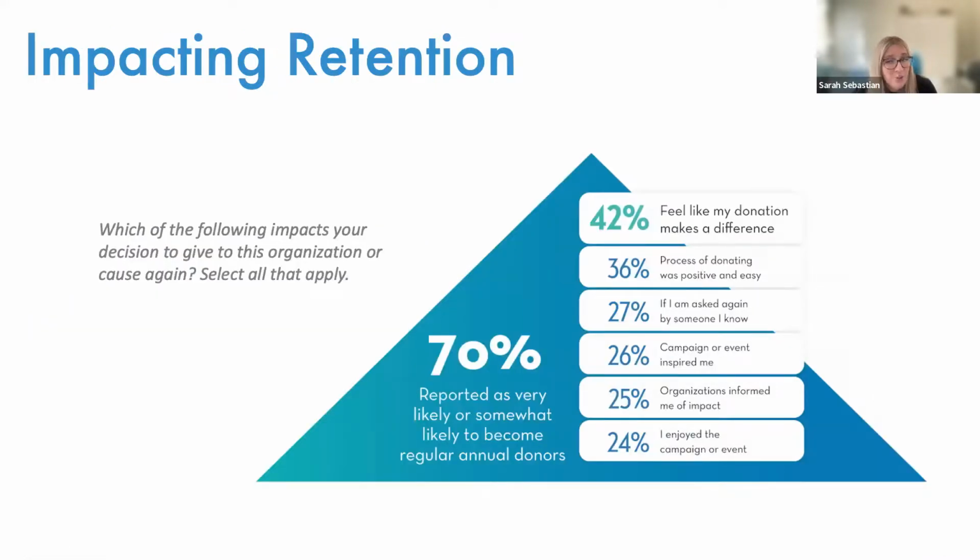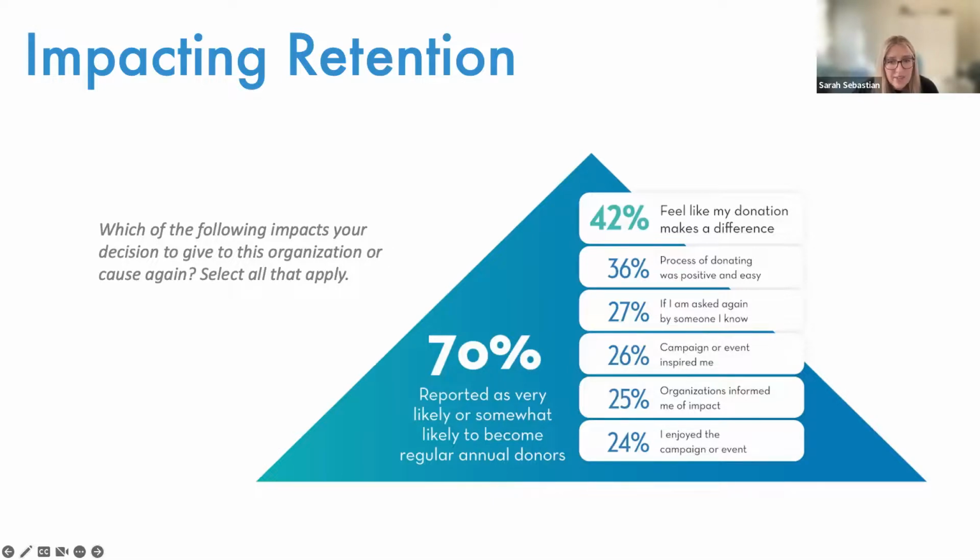And finally, we're back to where we started with retention. This stat here, 70% of social and event donors said they are somewhat likely or very likely to become regular annual donors. So those are the people coming to your runs, your walks, your rides, whether online or in person. They're participating in any giving days you might be putting on. That's a lot of people.